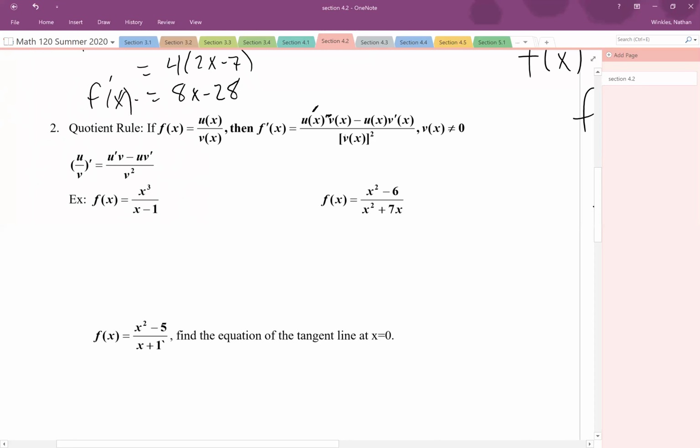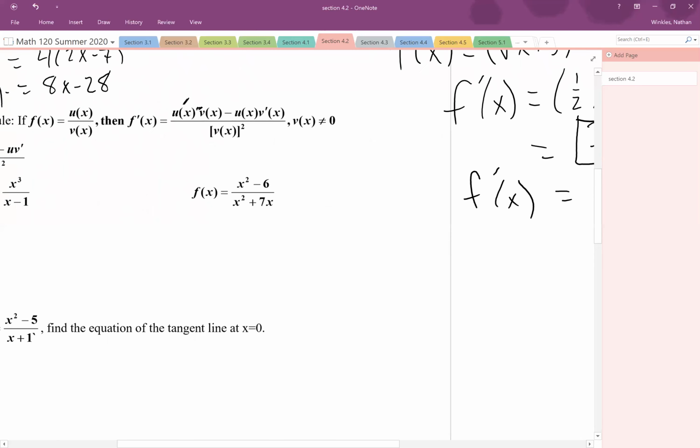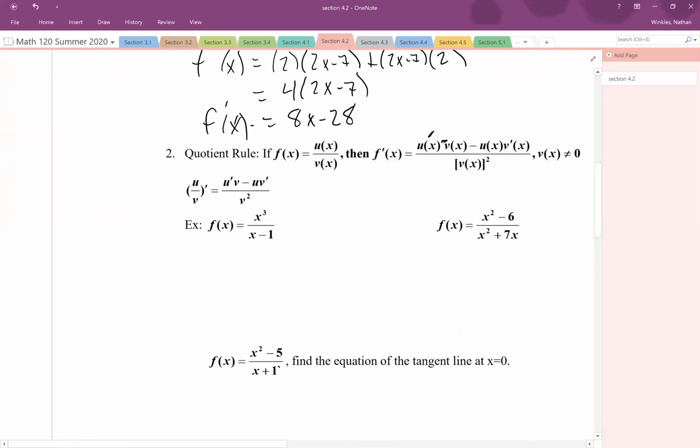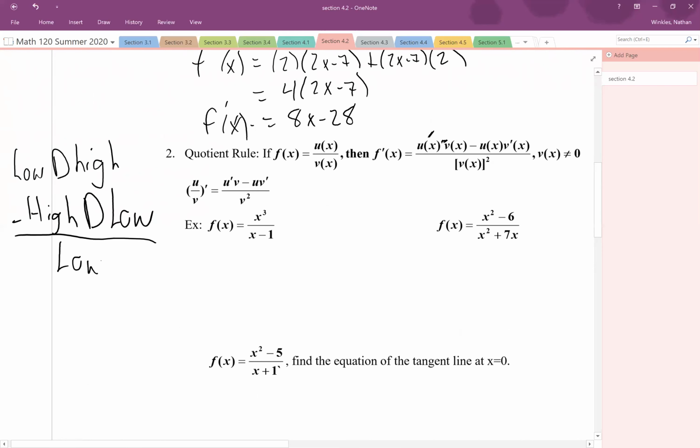So if we come over here, low d high minus high d low all over low squared. So anytime you see this d, you differentiate the next piece in every case.